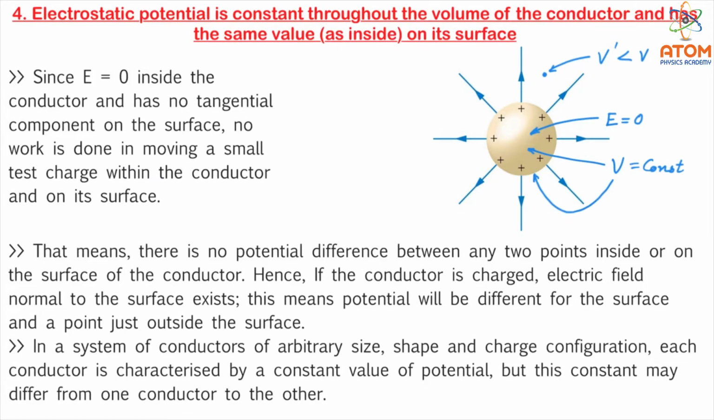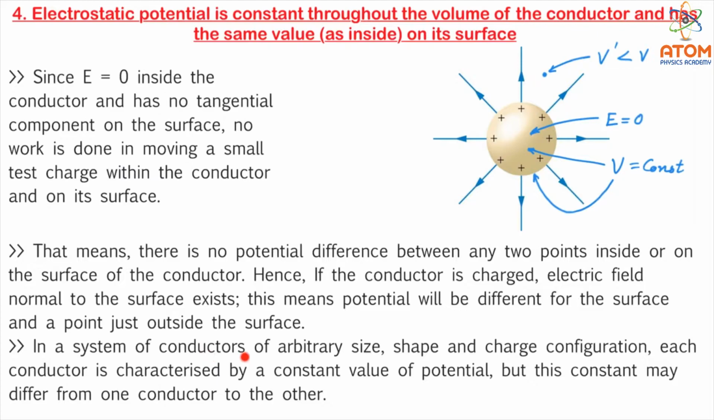So this way, let me repeat it again. For a charged sphere, potential inside the sphere or on the surface of the sphere is constant. It is not necessarily 0, and potential away from the sphere will be less than the potential on the surface.